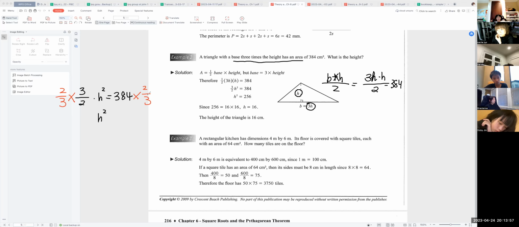Do you understand this part? Okay, because they want to show them how you get rid of those 3 over 2. In order to get rid of 3 over 2, everybody, you have to times 2 over 3. Get it? So you times 2 over 3 on the left side, you times 2 over 3 on the right side.